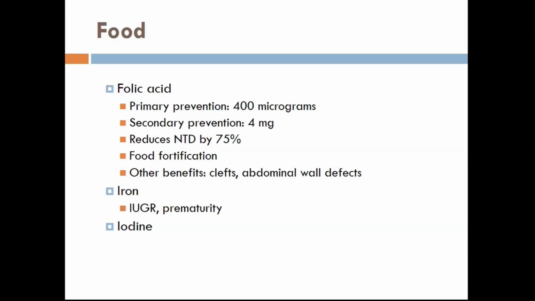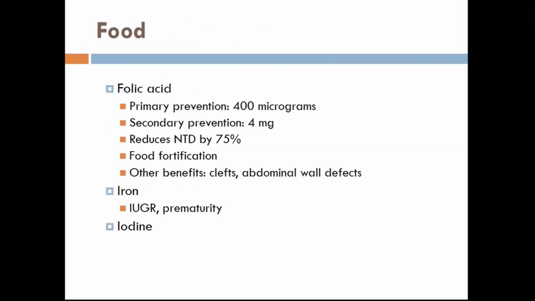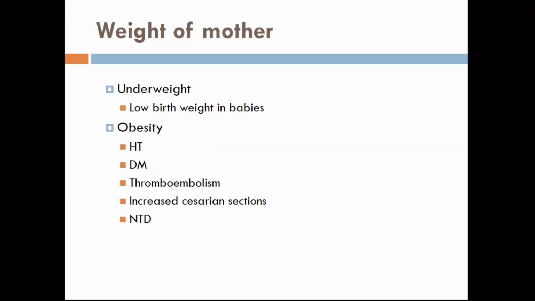Iron has to be given after you do a beta thalassemia screening, and it prevents IUGR and prematurity. Iodine is important in our country. So these things are important. Iron deficiency is not there because of hypothyroidism. So we are not only thinking of congenital anomalies, not only thinking of genetic disorders, we are thinking of it as a whole for the pregnancy. The mother cannot be underweight or overweight, which is now important for us. You have to remember that overweight in the mother predisposes to hypertension, diabetes, thromboembolism, increased cesarean section, and NTD.